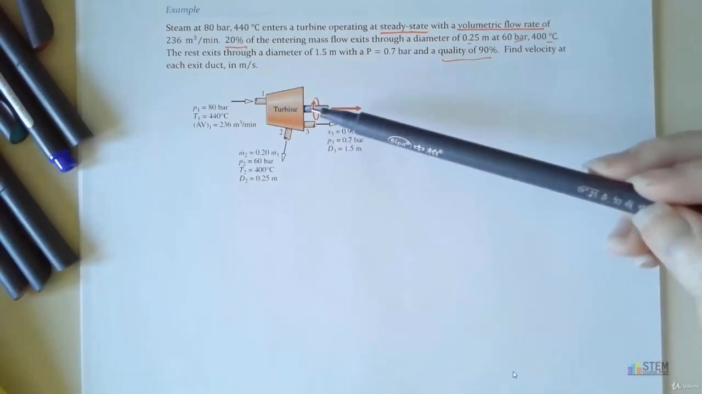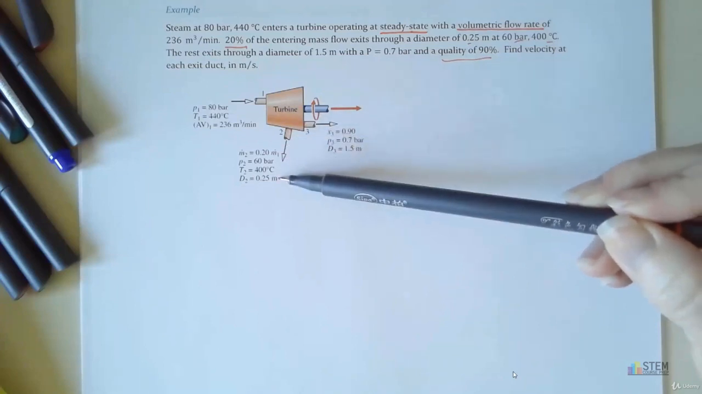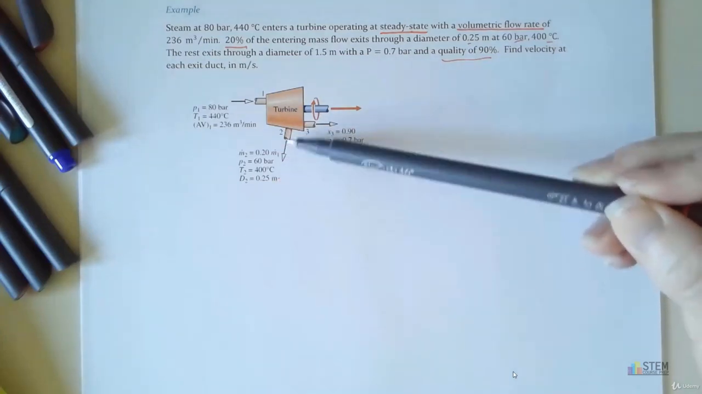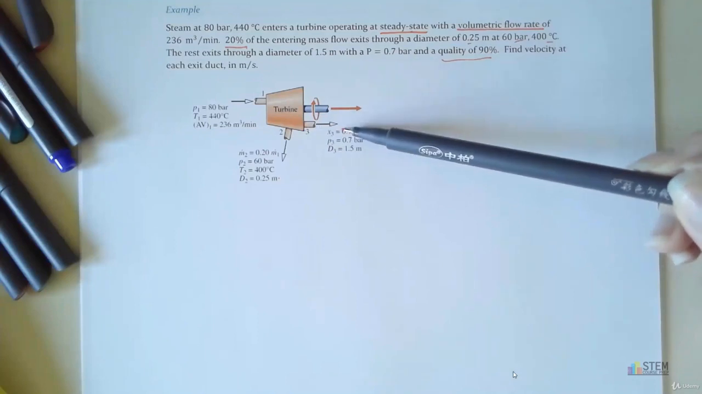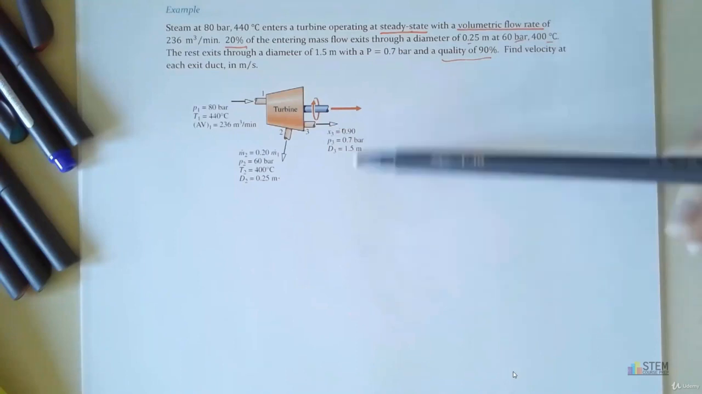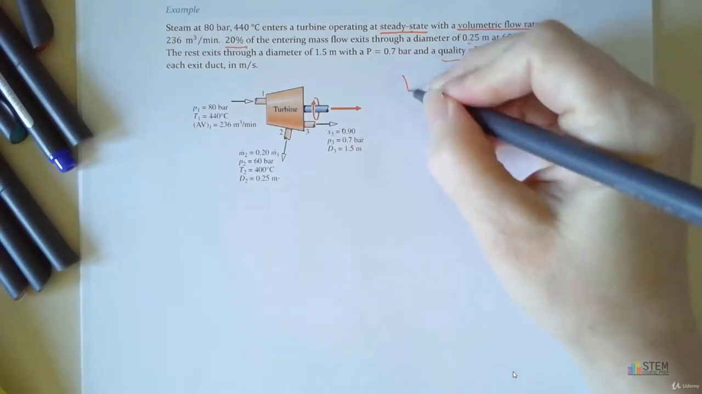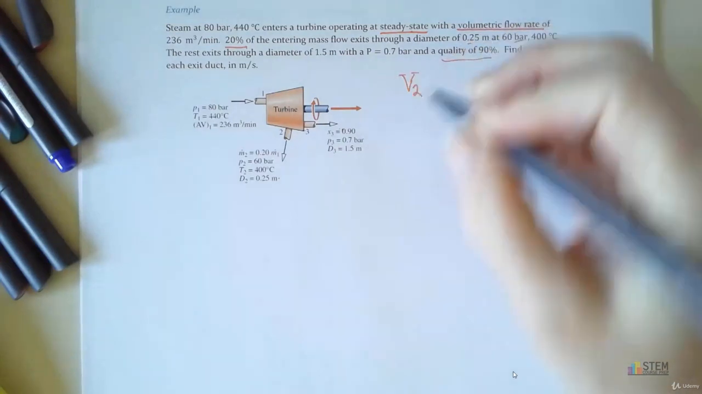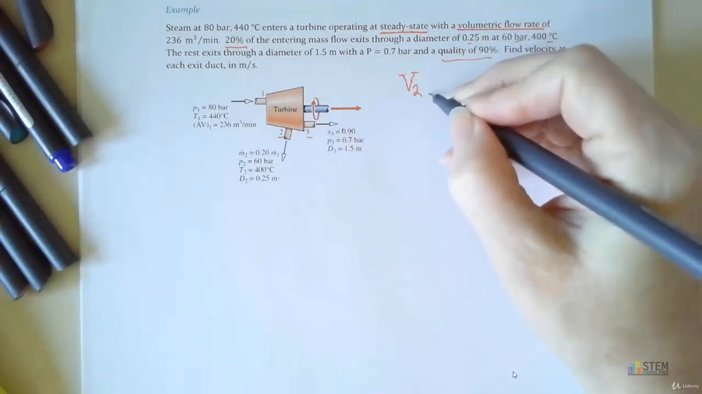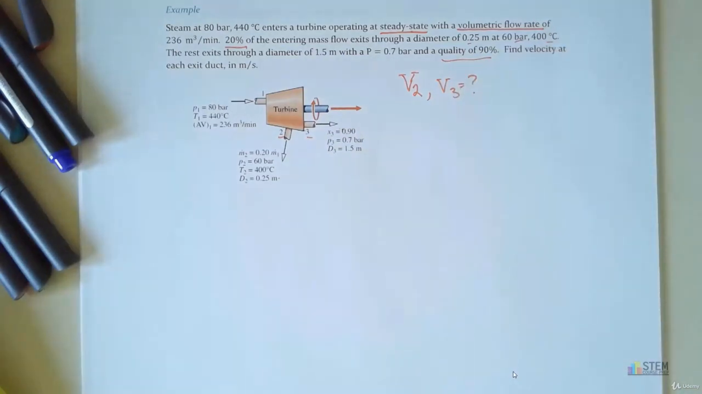All right, and then you can see what happens here. So that steam's going to come in. Here is where 20% of the steam that's coming in leaves, and then the rest is going to leave over here. And we've got 90% for quality. That's this X3 number. All right, well, let's get started. So first, let's write down what we're looking for. We want velocity at each exit. So if this is 2, this is 3, we want V2 and V3.